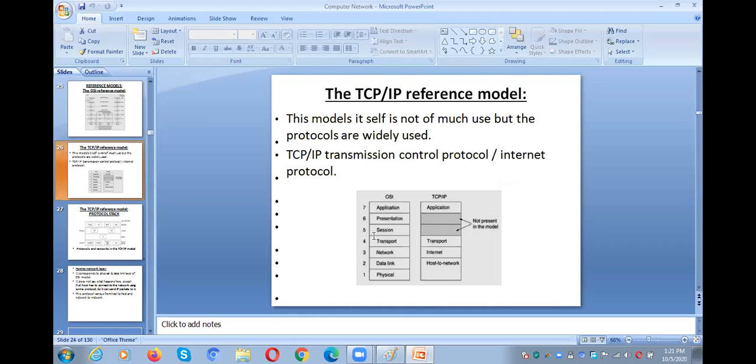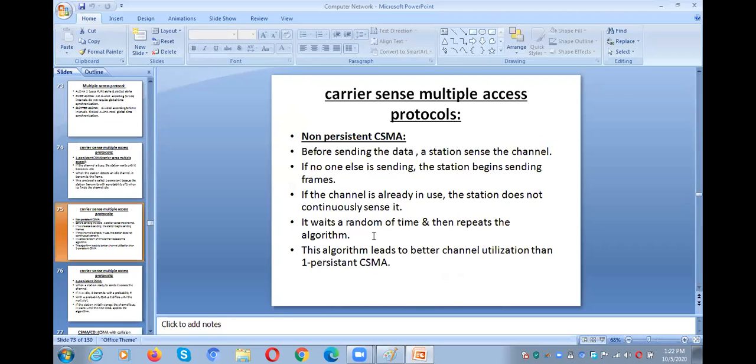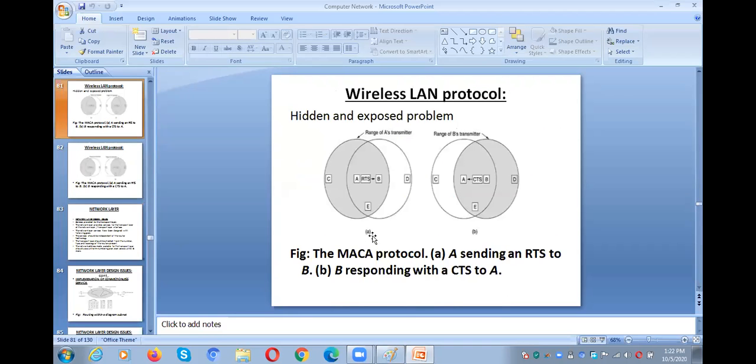Right. In the morning class, we have covered so many concepts under medium access control. Now we are in the wireless LAN protocol.